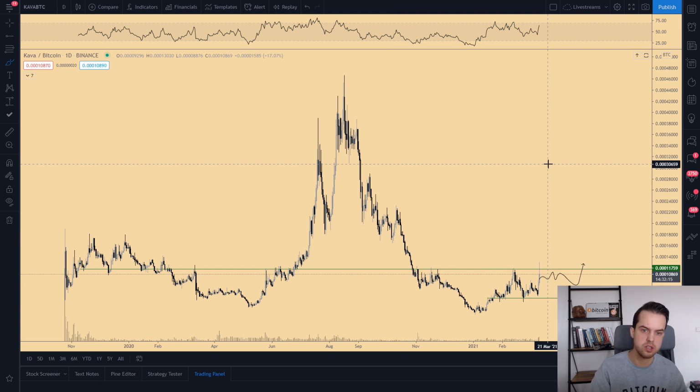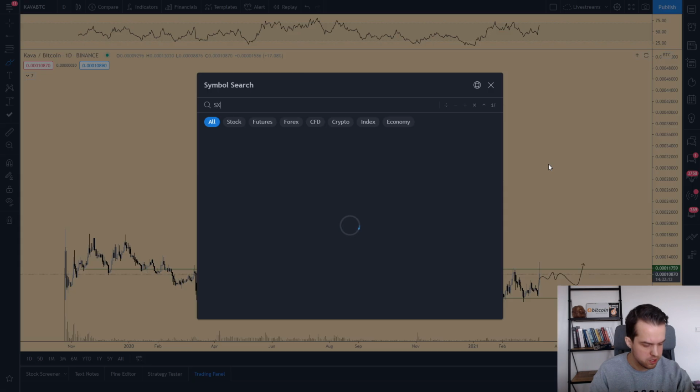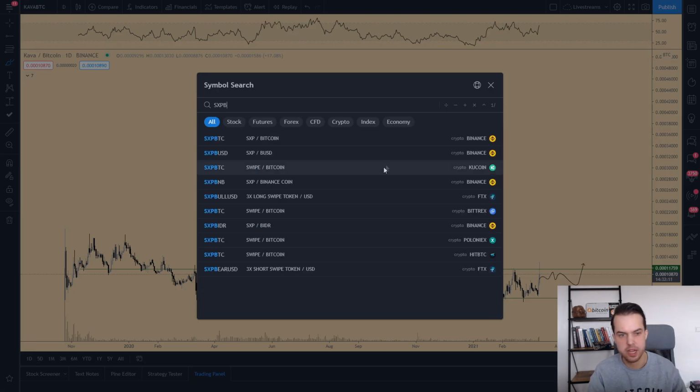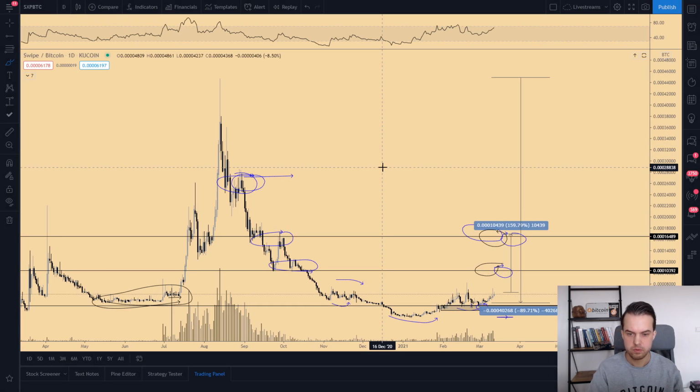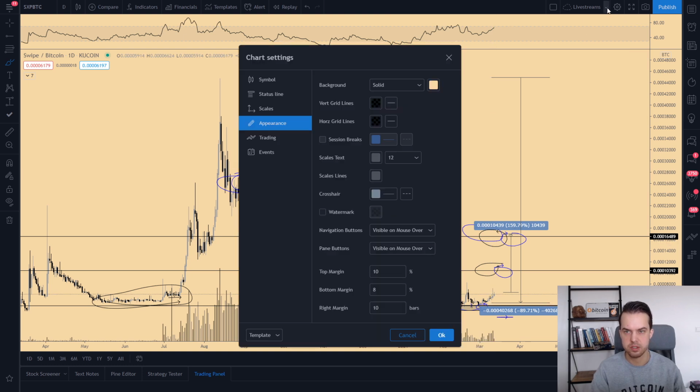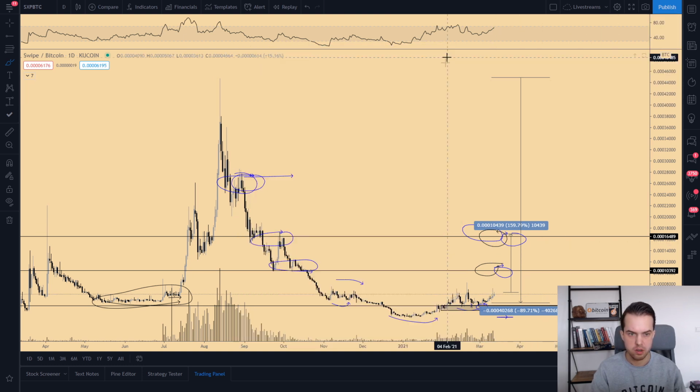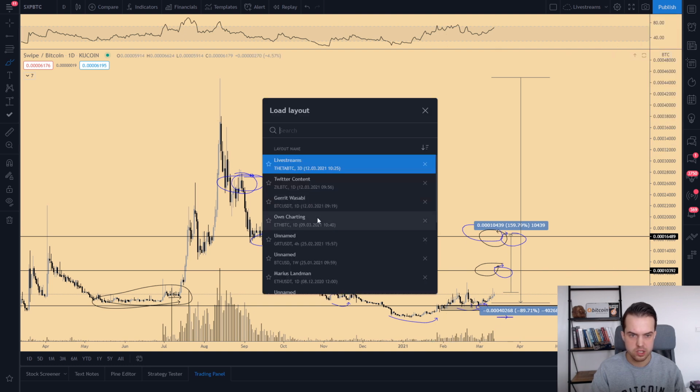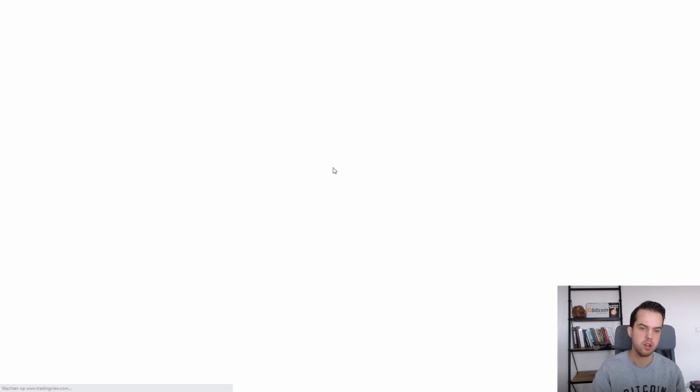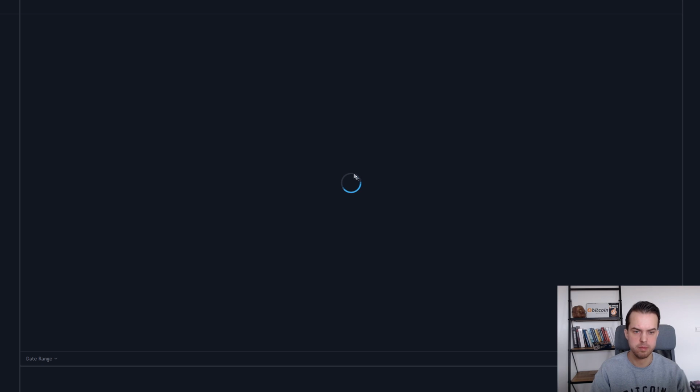Another coin that is in such a sideways range, which I couldn't pass on, is Swipe, which is giving you an example of what altcoins are doing and why they are down so much. They are down 85%, so I just have to get towards the other chart layout that I have here. If it loads, TradingView is sometimes kind of slow.